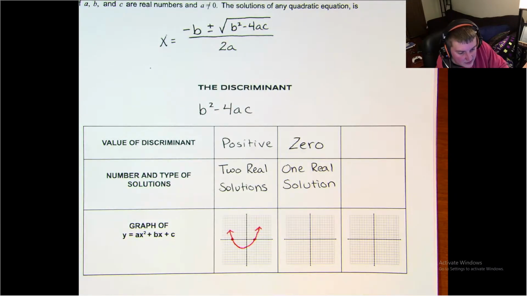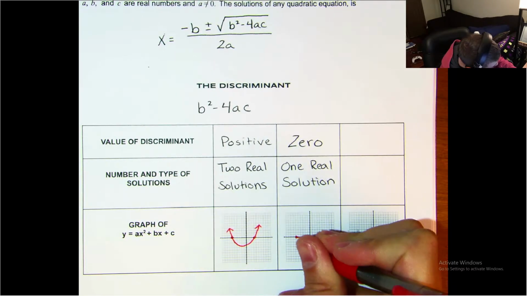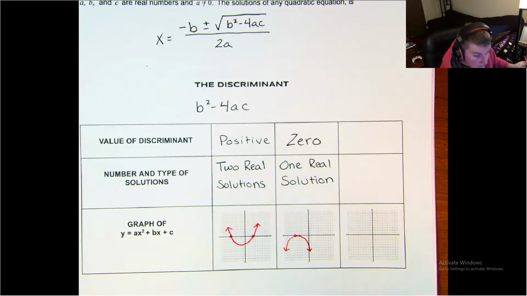Okay, and what does that mean as far as the graph goes? That means that your graph's vertex is going to be on the x-axis. It's just touching it one time. You can point on the graph to where that solution is at, but again, it only touches it one time.